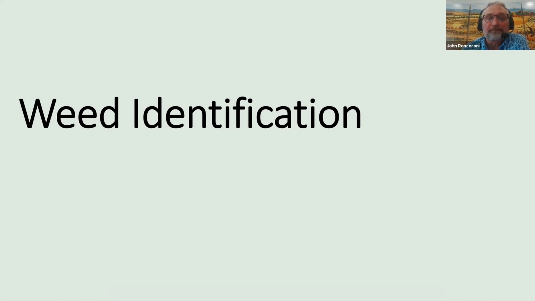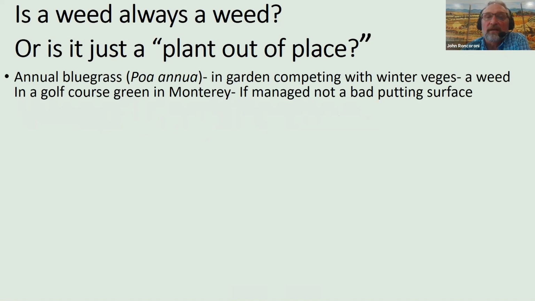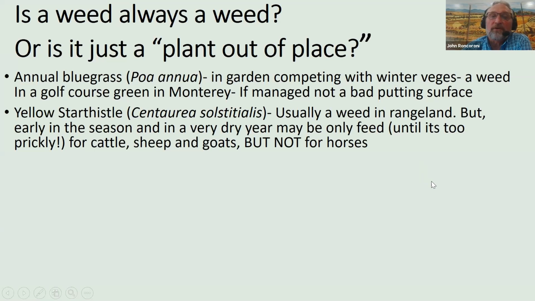The question I get most often is, what is a weed? Is a weed always a weed, or is it just a plant out of place? Well, we have some annual bluegrass in a garden competing with your winter vegetables. Is it a weed? I need to get rid of this. On a golf course in Monterey, if managed, it's not a bad putting surface. Yellow star thistle is usually a weed in rangeland, but early in the season and in a very dry year, maybe the only feed until it's too prickly for cattle, sheep, and goats, but not for horses.